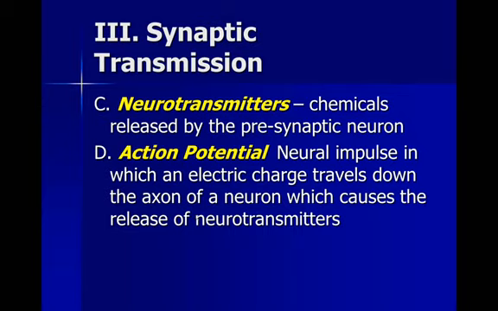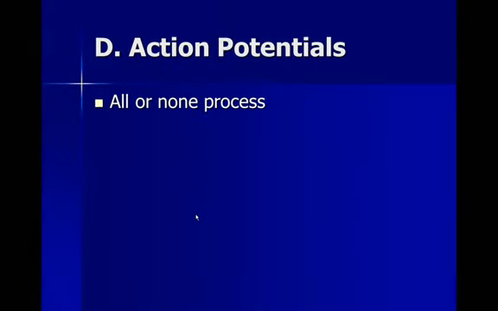Those neurotransmitters are released by the presynaptic neuron, bind to the postsynaptic neuron, and then might generate an action potential. An action potential is this neural impulse in which an electrical charge travels down the axon of a neuron, which causes the release of neurotransmitters. So we get that neurotransmitter release down in the terminal buttons of the axon. Important to understand that this is an all or none process. An action potential is either generated or not.